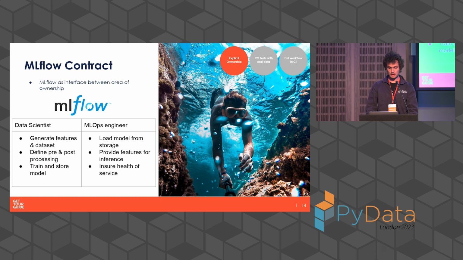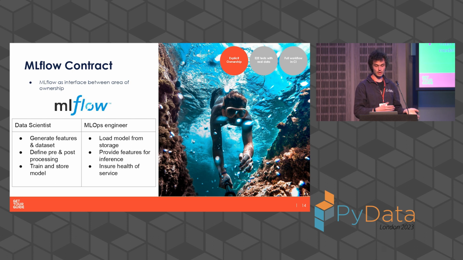The first one, we use MLflow, which is an open source software to manage the machine learning model lifecycle that helps us to clarify the interface between our data scientists and our MLOps engineers. So with MLflow, we have a clear interface where the data scientist can focus on the feature generation. They can define the pre- and post-processing steps and wrap everything into a scikit-learn model. And then we can train and store this model in MLflow. And that's where we have the boundary.